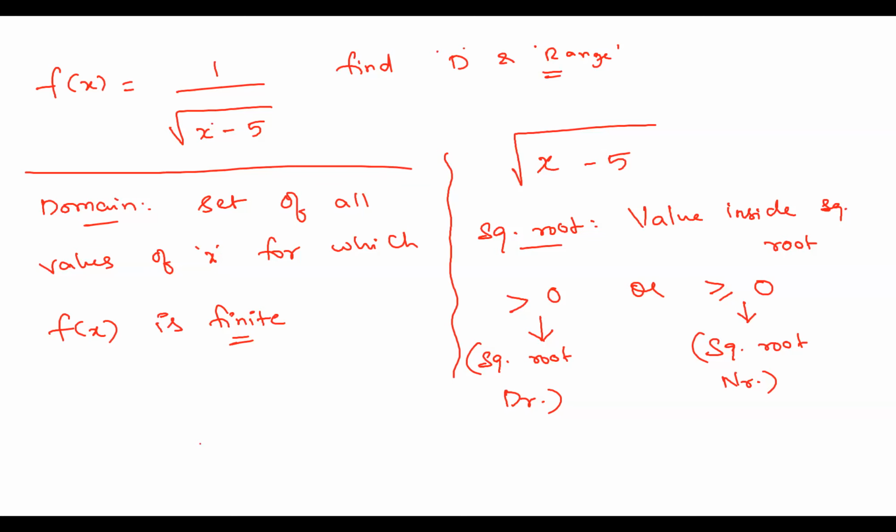Now what should I write? What did I say? The value inside the square root should be greater than 0. What is the value inside the square root? x minus 5. So x minus 5 should be strictly greater than 0, which implies x should be greater than 5. So x belongs to the interval from 5 to infinity, where 5 and infinity are both not included. Why? Because it is greater than; I didn't write greater than or equal to. Am I clear with this point?